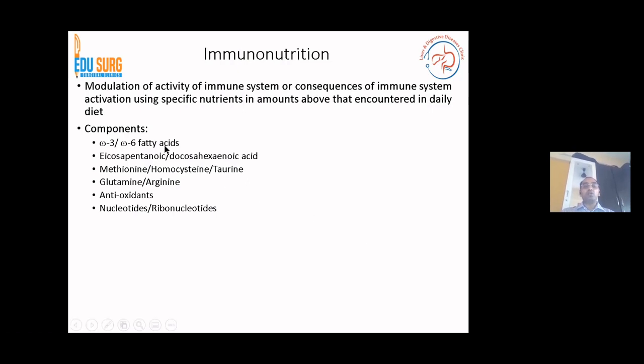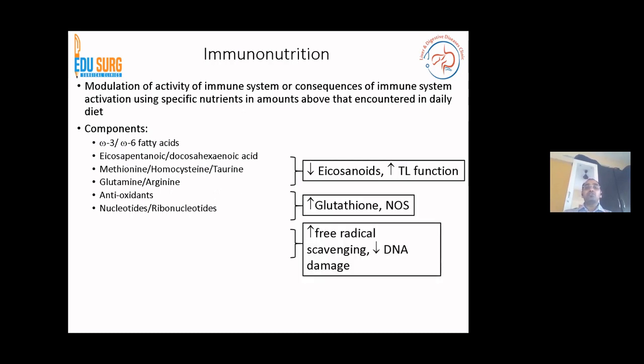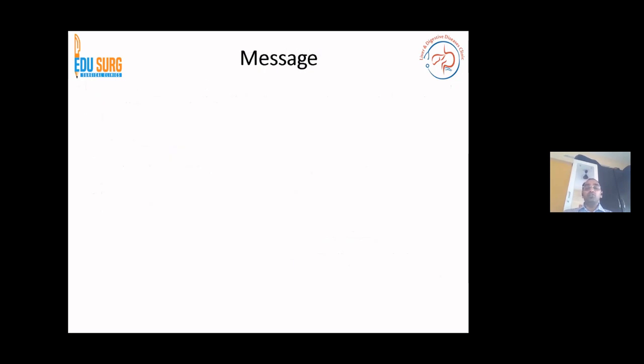Most important of these are the omega-3 and omega-6 fatty acids, glutamine-rich diets, and antioxidants. Again, the data on this is not very clear. There are a few studies that do state an advantage of using immunonutrition, but it cannot be extrapolated to all patients and all diseases. So, immunonutrition should again be used in a selected group of patients who might benefit from it. Now, the main mechanism of action of these is the reduction in eicosanoids and increasing T lymphocyte functions. So this is how they modulate the immune system.